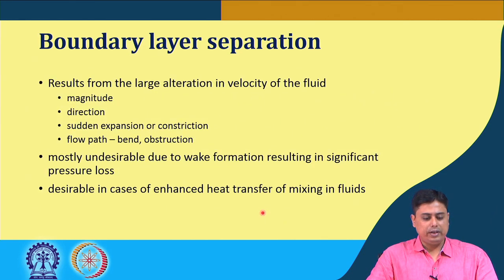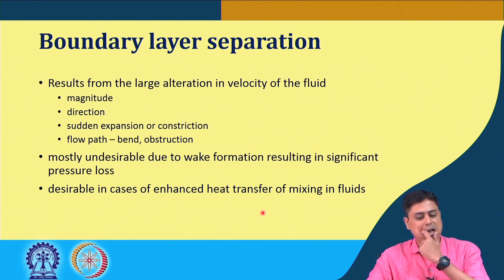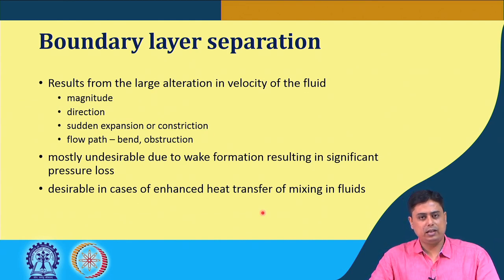This boundary layer separation can result from a large alteration of the velocity in the fluid, and that can occur by a change in magnitude of the flow field or a change in direction of the flow field. It can happen due to sudden expansion or constriction of the flow path, as well as the flow path being tweaked by a bend, obstruction or something like that.